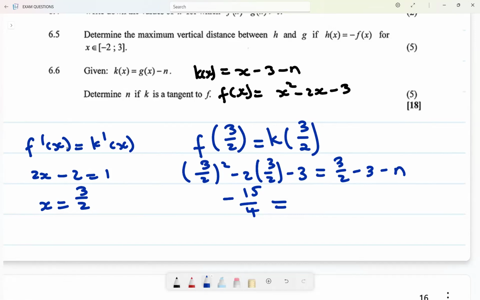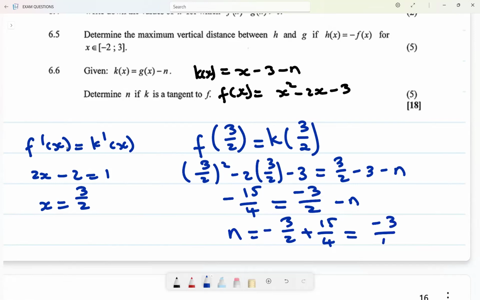It is equal to 3 divided by 2 minus 3, which is negative 3 divided by 2, minus n. And when I take n to the other side, it's going to be negative 3 divided by 2 plus 15 divided by 4, which is negative 12 plus 15, negative 3 divided by 4.